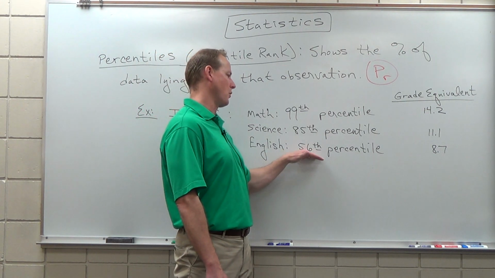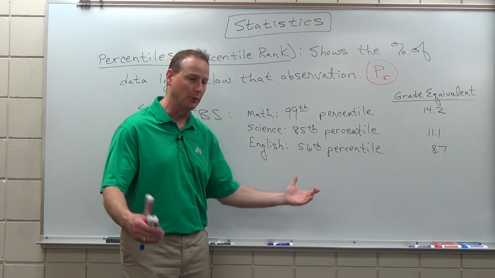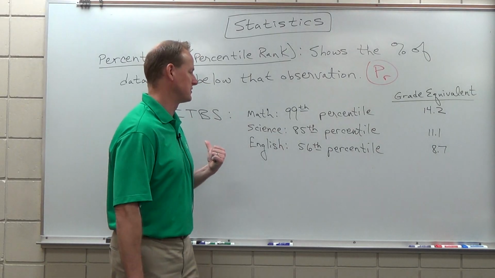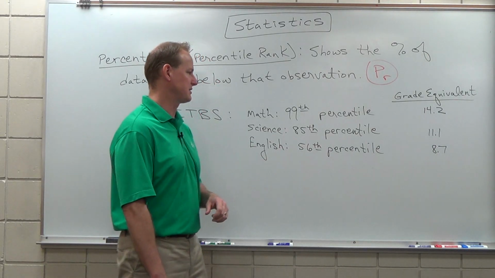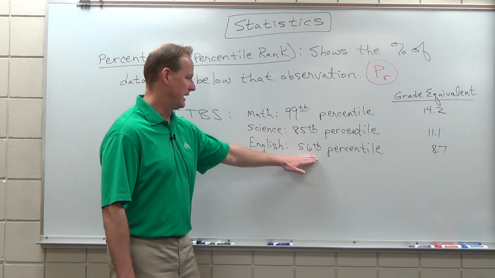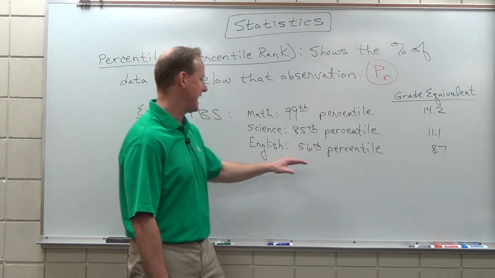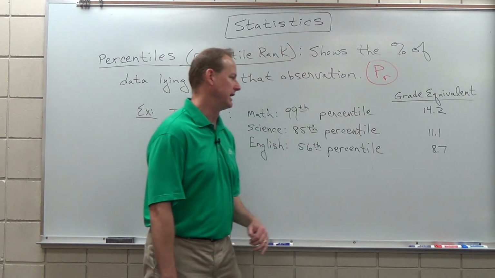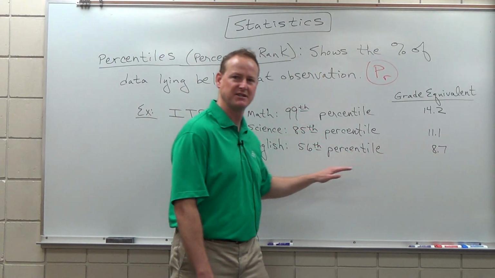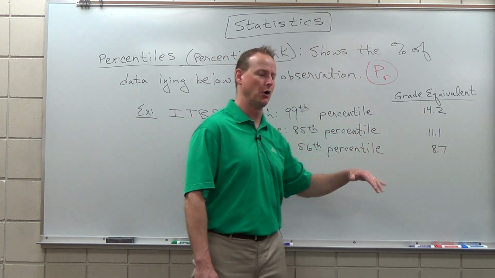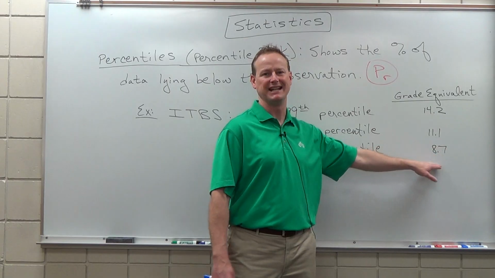Now in English, this score isn't quite as good. It's kind of middle of the road, right? 56% of the students would score below this particular student, which means they're still in the upper half of the data. However, maybe the grade equivalent here is 8.7. So that kind of means they're right on target. They're actually a little bit below 9th grade. It means they're toward the end of 8th grade.